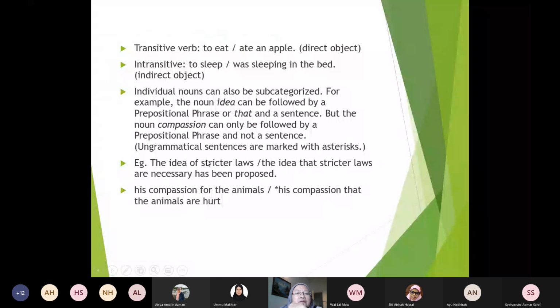So the idea of stricter laws. Idea can be preceded by the determiner and followed by a preposition phrase, of stricter laws. It can also be followed by a sentence, that stricter laws are necessary. So the idea that stricter laws are necessary. So then the subcat for idea will follow that.